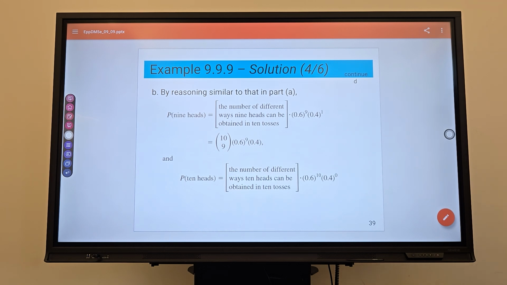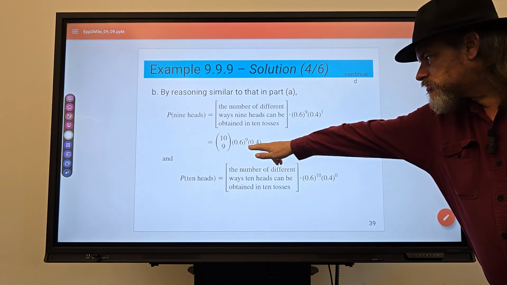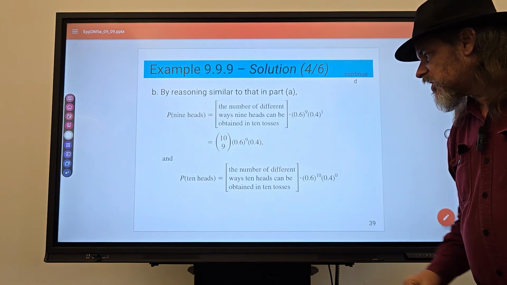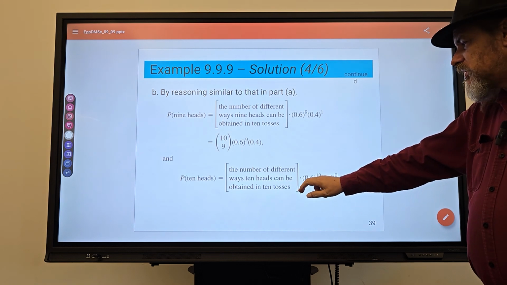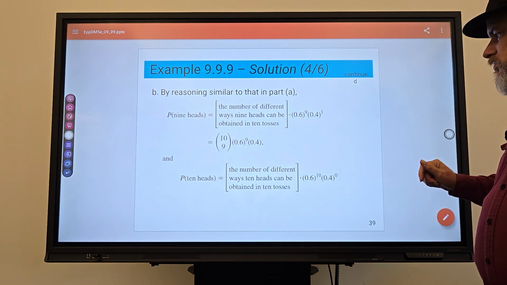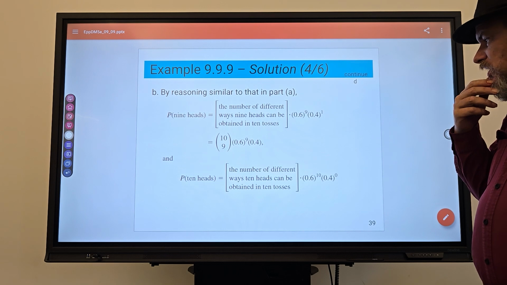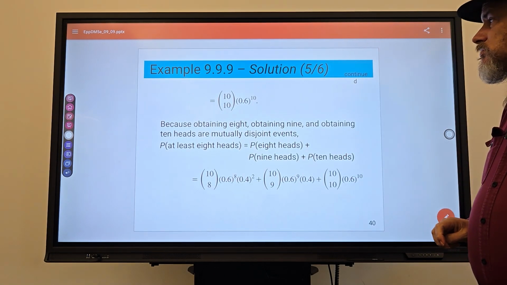For 9 heads, it's the same reasoning but with slightly different numbers: the 9th power and 10 choose 9. And the probability of getting 10 heads is 0.6 to the 10th power times the number of different ways 10 heads can be obtained in 10 tosses, which is only 1.